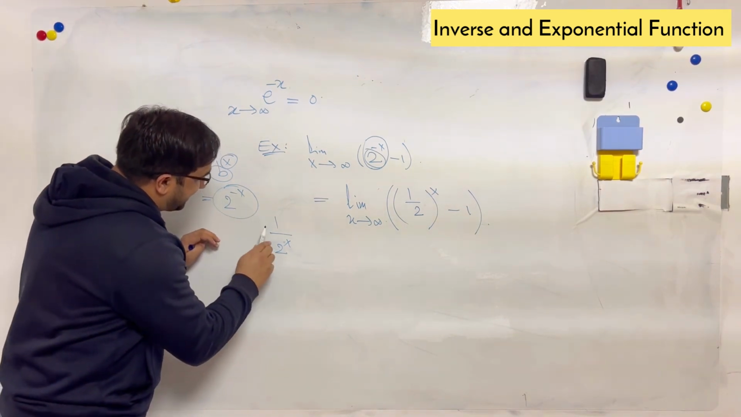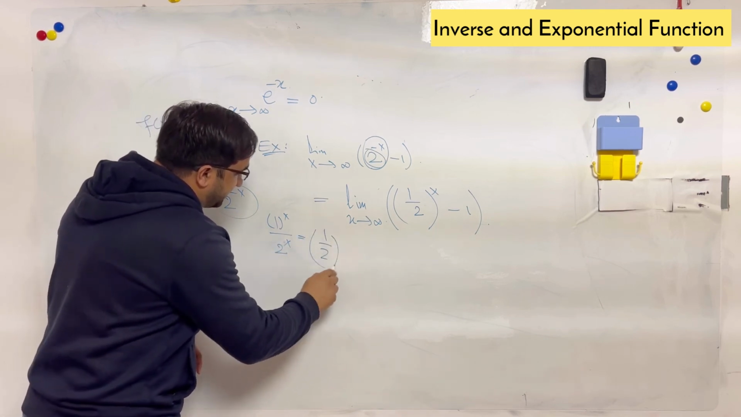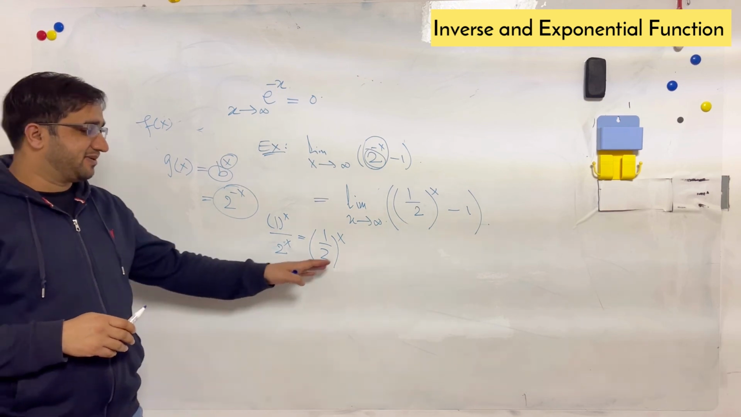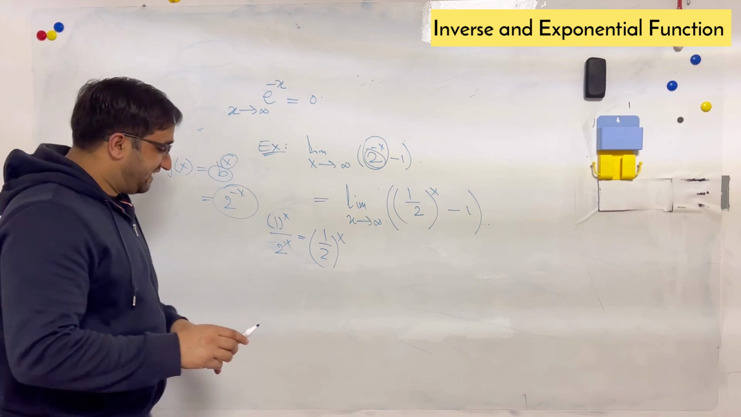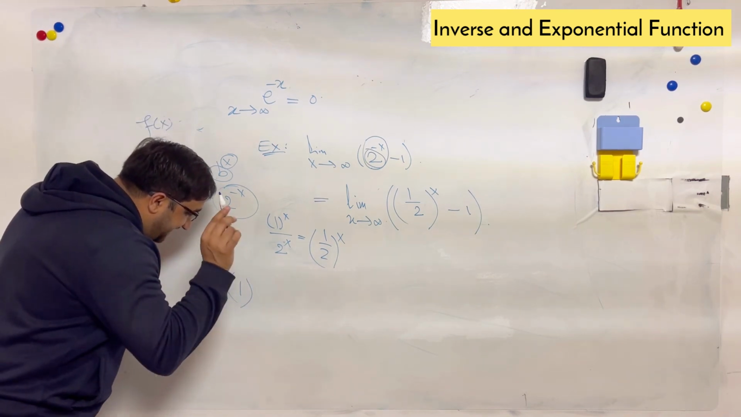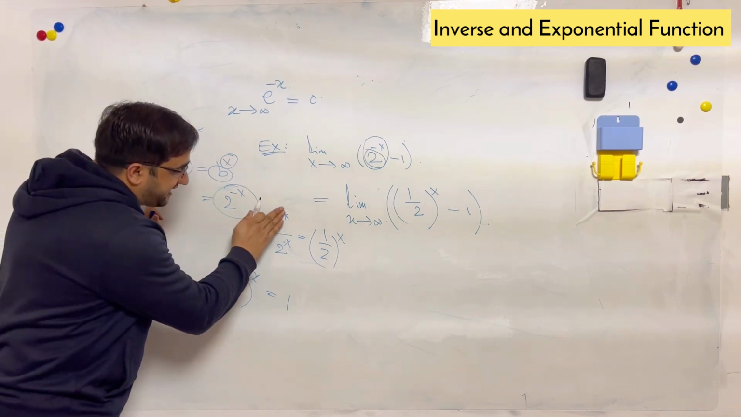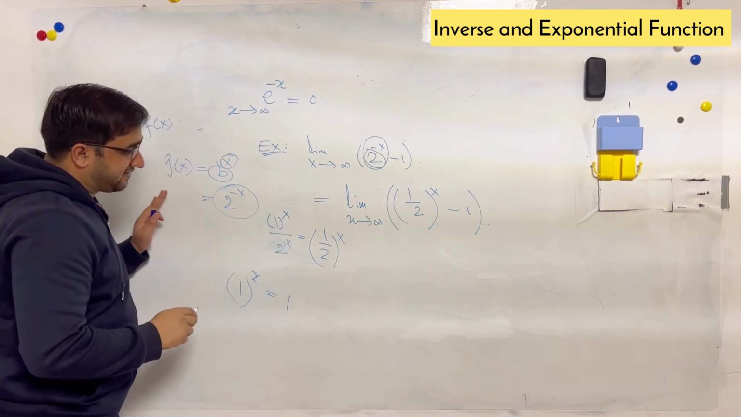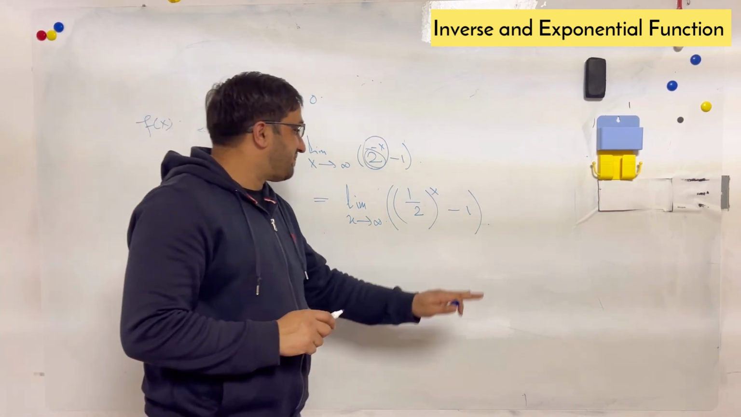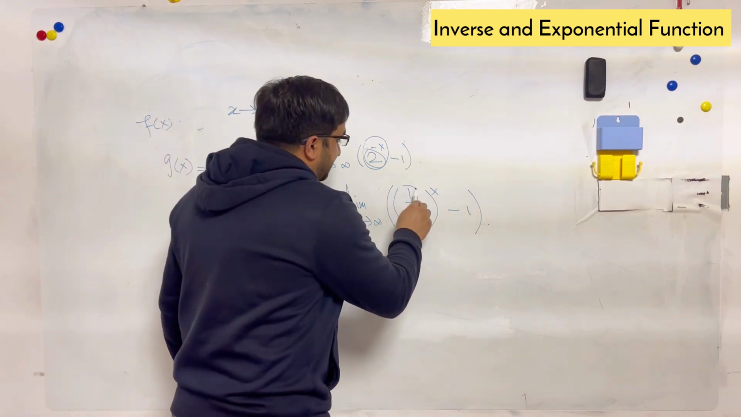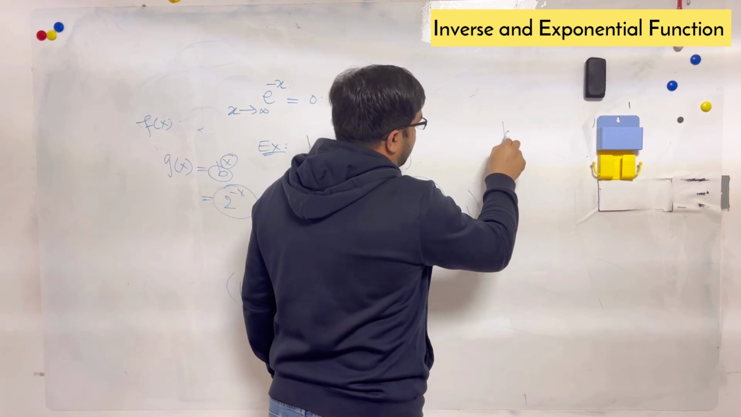Okay, if I write this as 1 raised to the power x, and if I pick up the same power from both, it becomes 1 over 2 raised to the power x, 1 by 2 raised to the power x. And this is the same as this. You know 1 raised to the power anything is always 1. So you can write 1 as 1 raised to the power x. So both are correct.